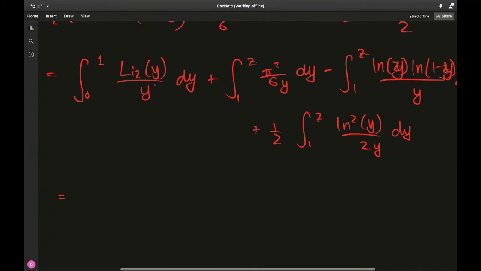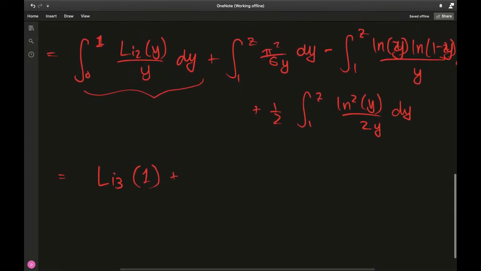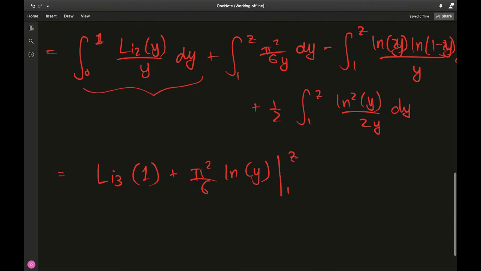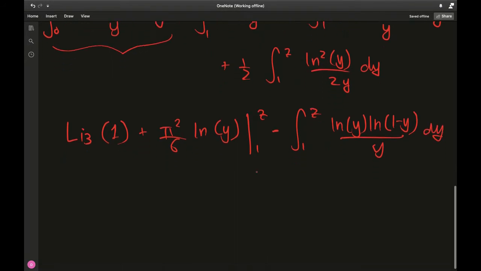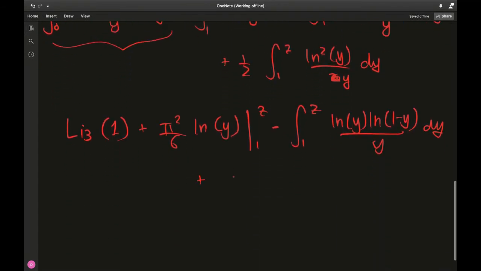Well, now this first integral that we've been carrying around, let's write it in terms of a trilogarithm. This is the trilogarithm of 1, right? Because always the top number was always the argument of the trilogarithm. Now we can integrate this easily. Pi squared over 6 times natural log of y evaluated from 1 to z minus integral from 1 to z natural log of y natural log of 1 minus y divided by y dy, and then this guy, I think there's no need for this 2, we already took that out, is just going to be 1 over 6 natural log cubed y evaluated from 1 to z. This is basic substitution. You can try it on a piece of paper if you want.